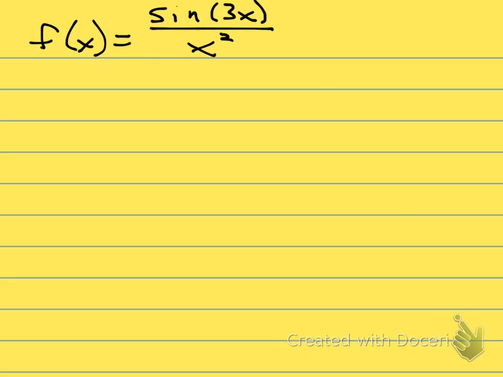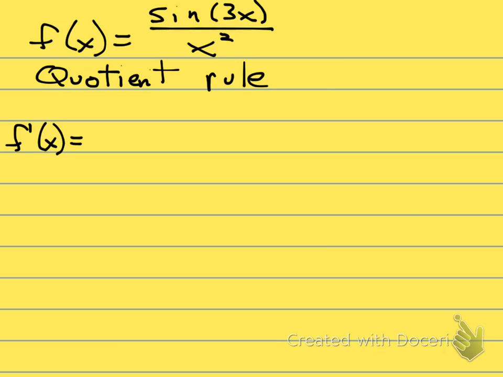Now what I have here is a division of these functions, so I'm going to have to use the quotient rule. And when I take the derivative of sine of 3x, I'm going to have to also include the chain rule. So if I go through and take the derivative, f prime of x equals, I know I'm going to have a quotient: low d high minus high d low over low low. So here we go. I can do low d high, so low is x squared.